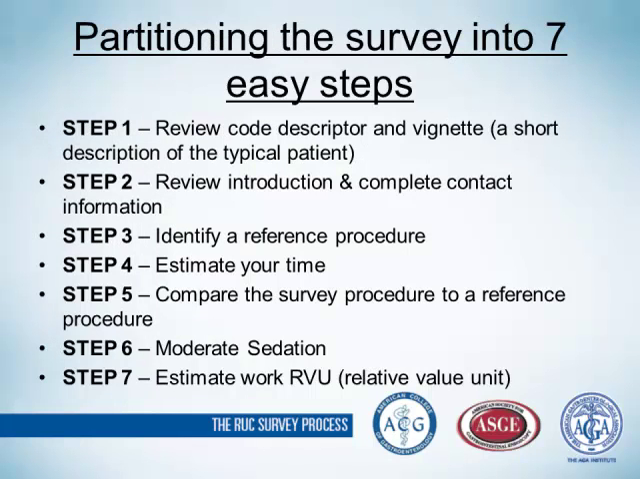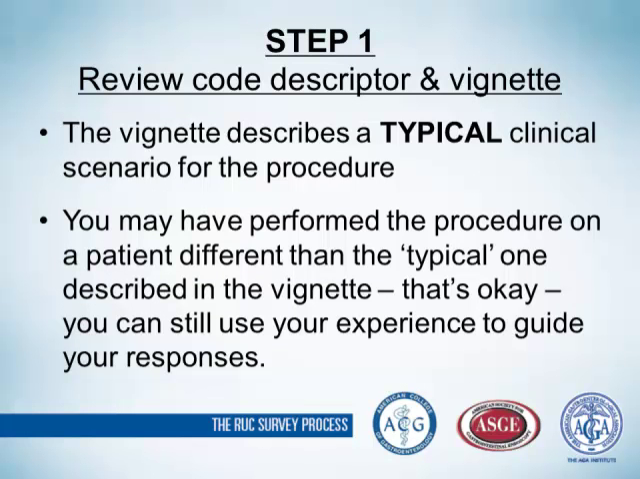On our next slide, we'll then go through how to partition the RUC survey into 7 easy steps. In step 1, we'll ask you to review the code descriptor and the vignette. The vignette is a short description of a typical patient. In step 2, we'll ask you to review the introduction and complete your contact information. In step 3, please identify a reference procedure. Step 4 asks you to estimate your time. Step 5 asks you to compare the surveyed procedure to a reference procedure. Step 6 asks questions about moderate sedation. And in step 7, we'll ask you to estimate your work relative value. Shall we proceed? Let's go to the next slide.